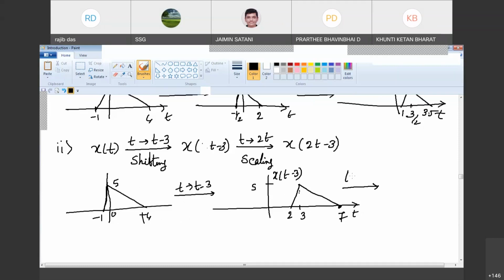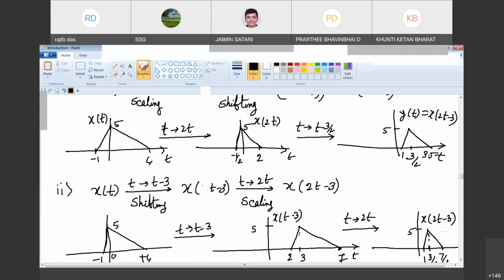Now, if t is replaced by 2t, then what will you get? Fine. So if it is 2t, it is compressed. So all the values are divided by 2. Okay, this 7 divided by 2 is 7 by 2. So it will come here. This 2 divided by 2 is 1. 3 divided by 2 is 3 by 2. So this is the maximum peak. So you see, this is the same. This is the x of 2t minus 3. I think you have got the same result. This result and this result are exactly the same. Okay, is it clear?